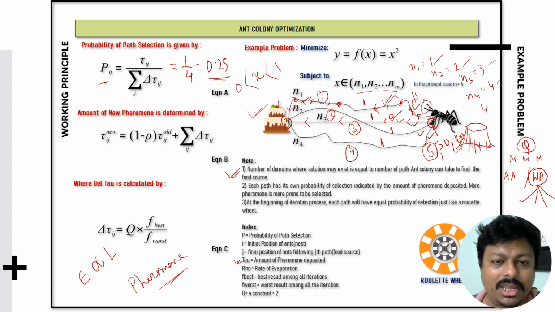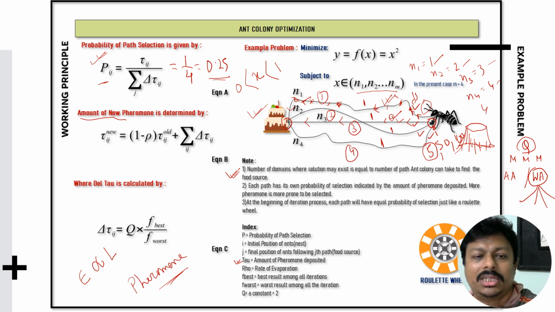Before that, I want to say, what is the amount of new pheromone, how is it determined? So first we are determining the amount of pheromone and probability of path selection by this equation, Equation A. Second is Equation B, by which the amount of new pheromone is determined.